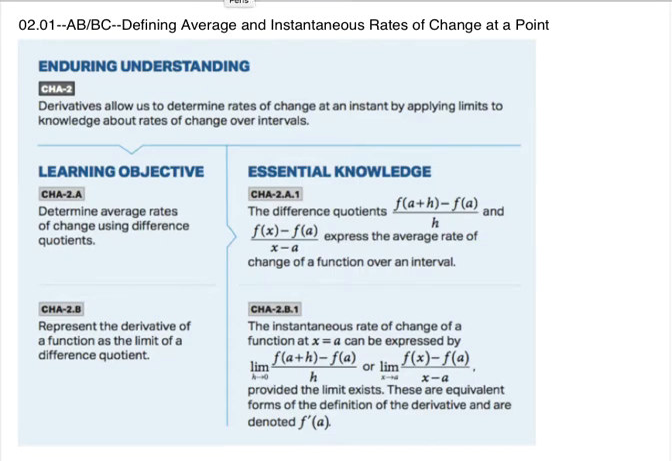All right, this is AP, AB, and BC Calculus. We're doing Unit 2, Section 1, which is defining average and instantaneous rates of change at a point. So we're going to start by talking about stuff that you can do without calculus, which would be things like average rate of change, and we're going to work our way towards instantaneous rate of change, which is going to use limits and therefore calculus.